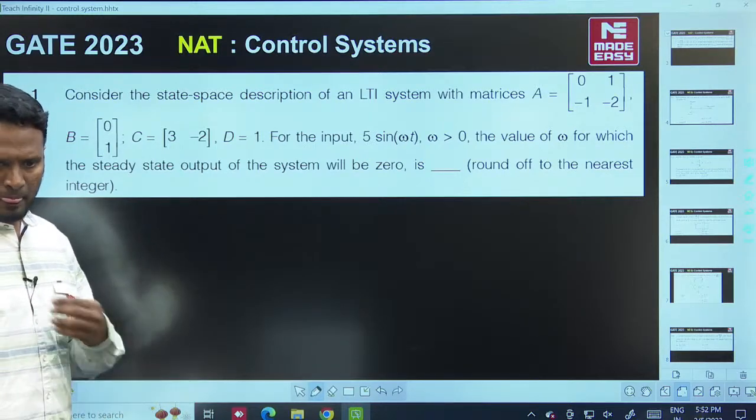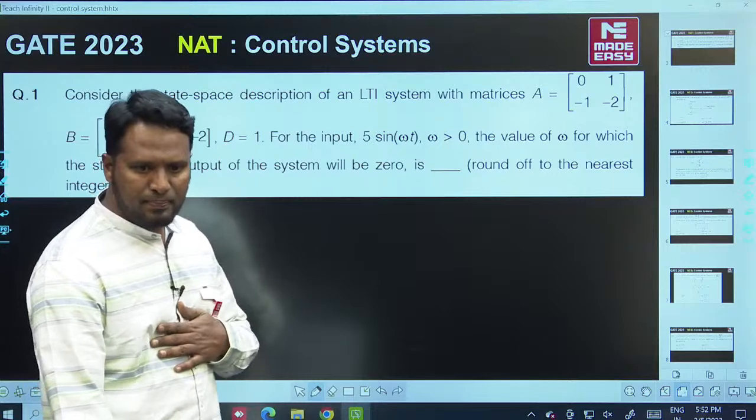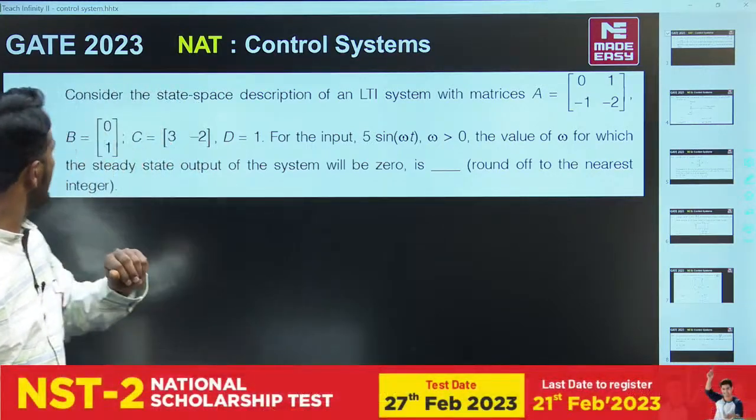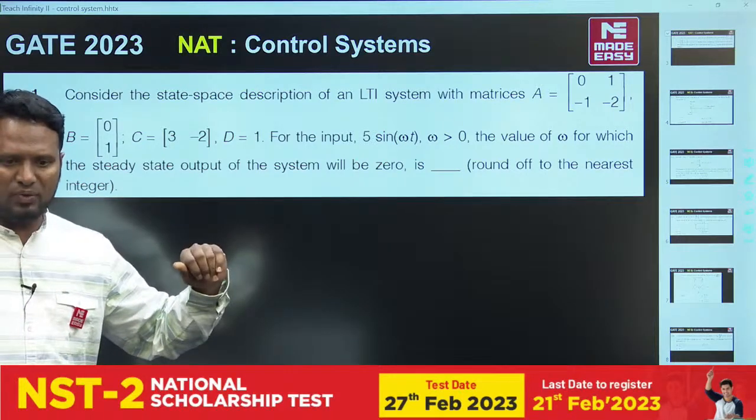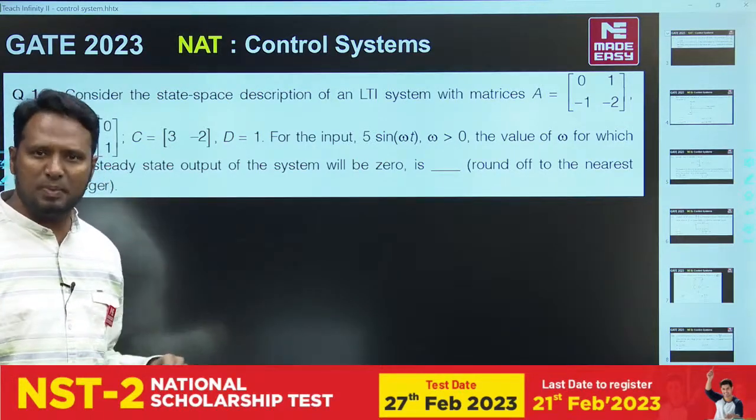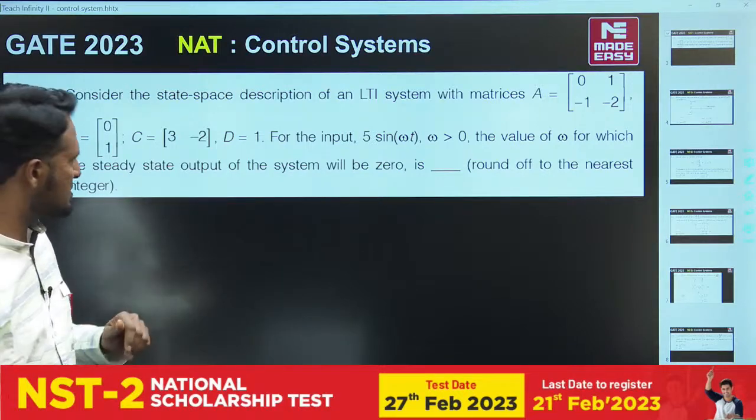Hello everyone. Now let's take questions from the control system part. In this question, the state model of a system is given. The question is to find the frequency at which the steady state output of the system becomes 0.